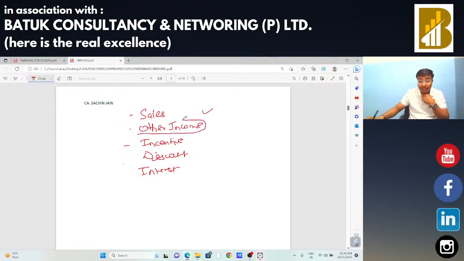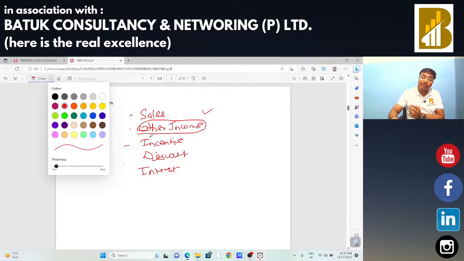Suppose only other income is there. In that case, you need to check the nature of that particular other income from the ledger. You need to check the same from the annexures provided with the financial statement. When you demand the financial statement, this is your responsibility: demand the financial statement annexure-wise. Tell the client that when you come with the financial statement, you must provide the complete annexure-wise financial statement. If you provide merely the financial statement, we are not doing the audit. So we need to check the same.